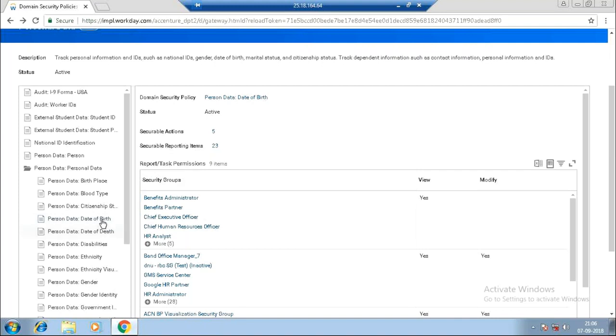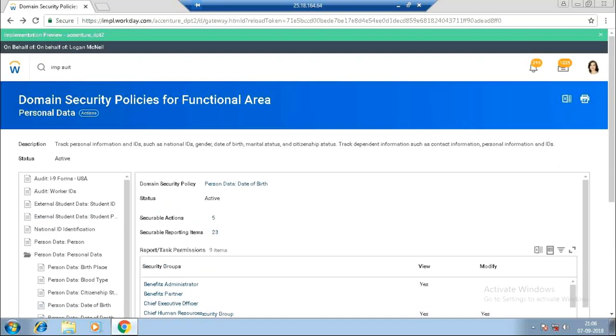So you can go field by field as well. Suppose I want only the HR analyst to see date of birth, I will assign the security group here, and then he will only be able to see the date of birth for that particular employee. So that is what is called domain security policy. Is there any question or any confusion in that? No. All right. The second thing which I told you, Arun, was the securable actions.